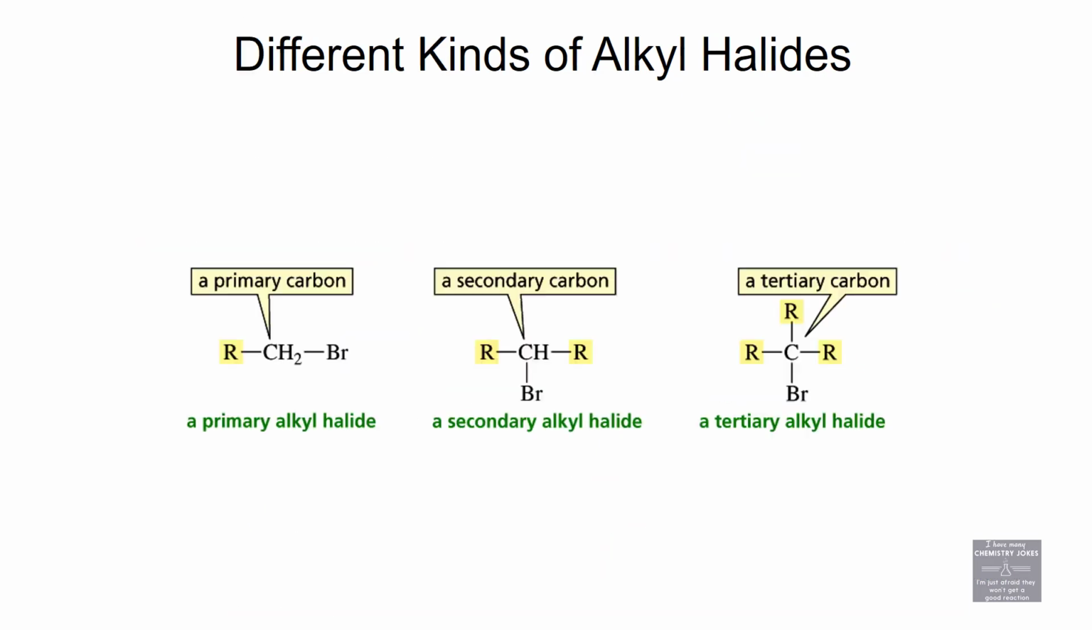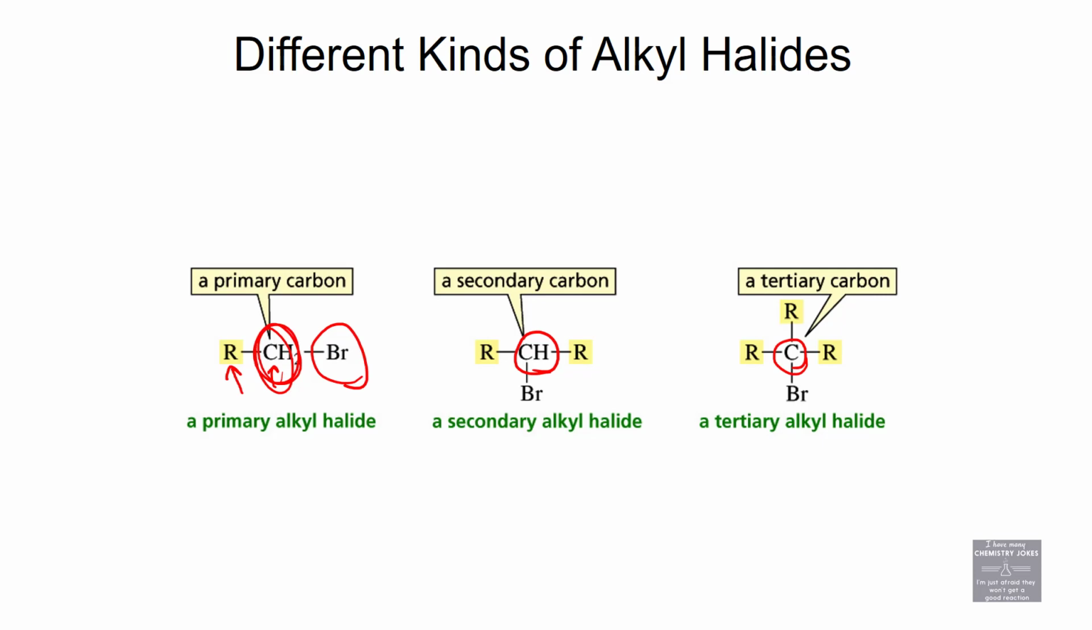Don't you love naming? We just recently talked about types of carbons. This halogen is connected to a carbon that's connected to one other carbon. So this carbon is a primary carbon, making this a primary alkyl halide. This is a secondary carbon, so this is a secondary alkyl halide. This is a tertiary carbon, so that makes this a tertiary alkyl halide.